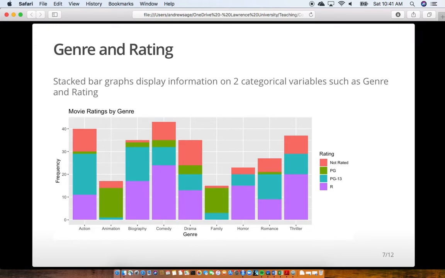We can bring in information about a second categorical variable using a stacked bar graph. We now let color represent the MPAA rating of the movie. We see that for action movies, the light blue, representing a PG-13 rating, is most common. For animation films, the green is the most common color, telling us that PG ratings are most common for animation films. For biographies and comedies, we see that R ratings in purple are most common, representing about half of each of those films.